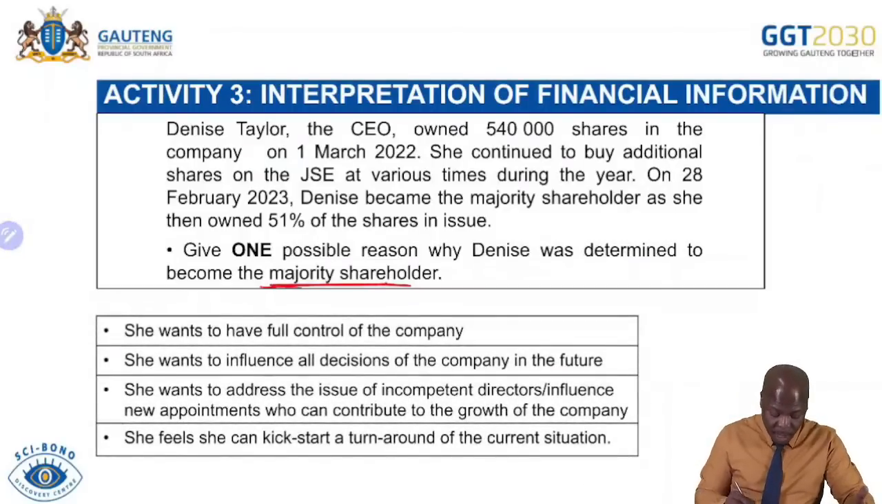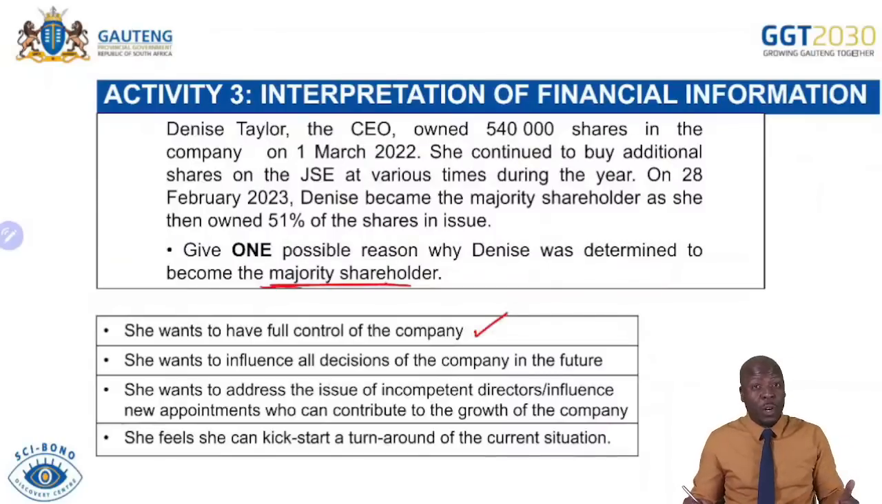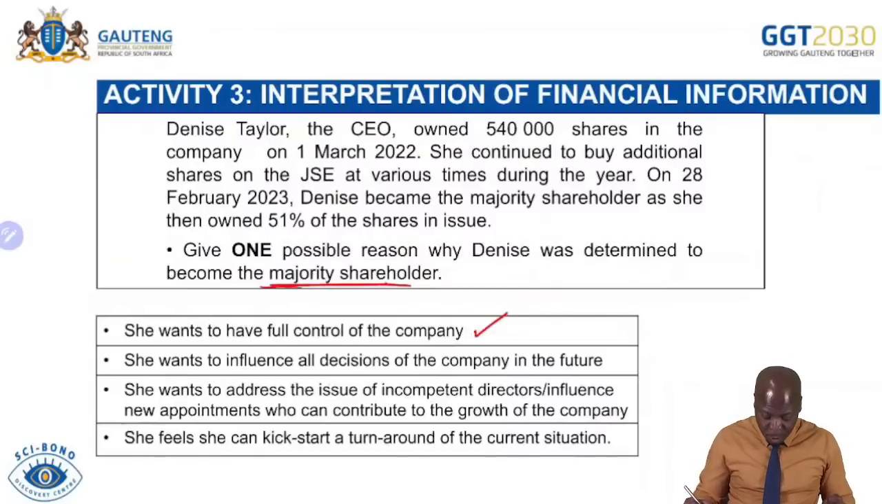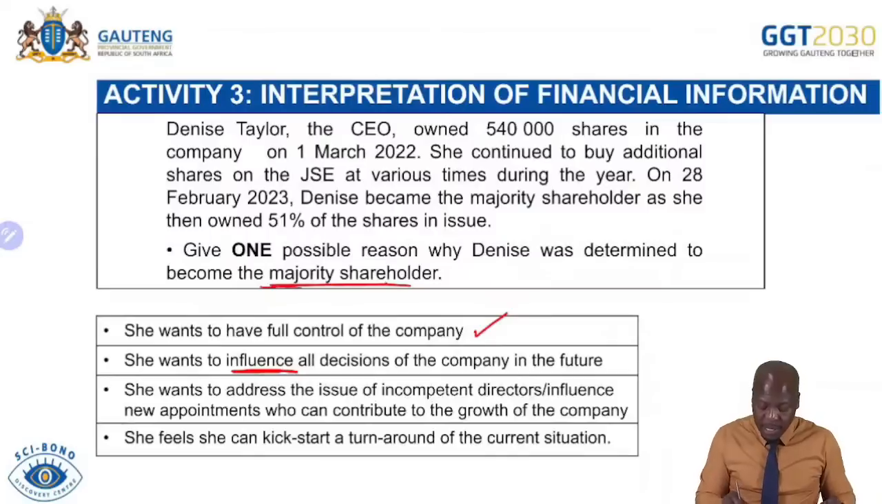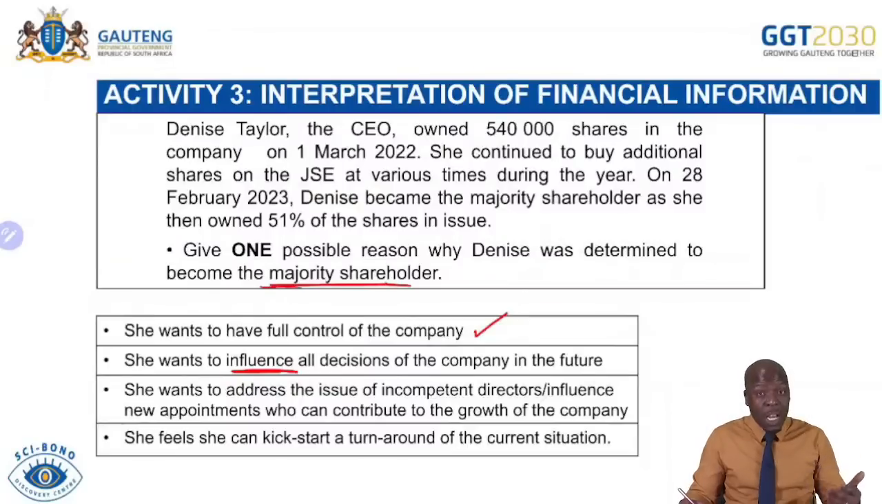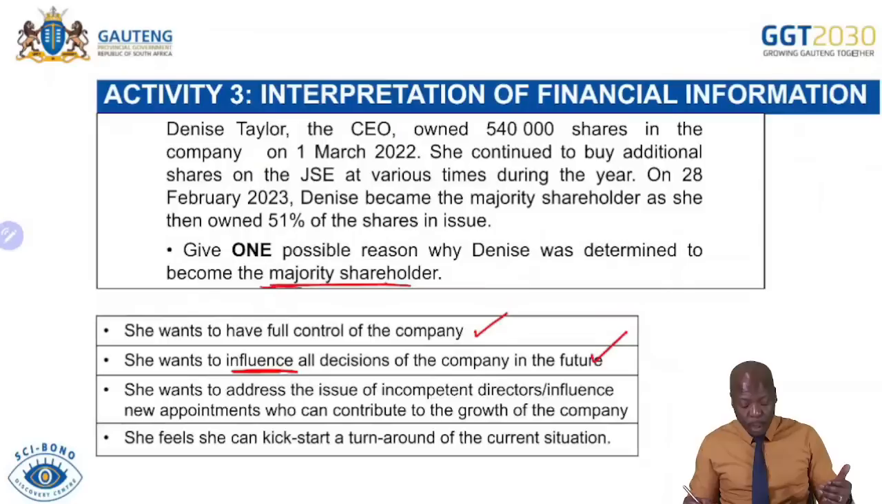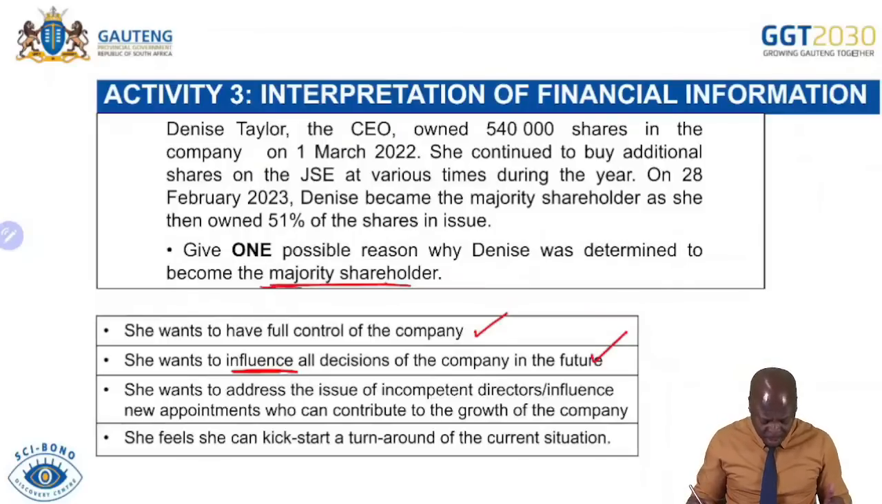Point number one, she wants to have full control of the company. The moment you are the majority shareholder, you can have control of the company. The next one, she wants to influence. This is very important. She wants to influence all decisions of the company in the future. When you're a majority shareholder, you have the ability to influence decision making.